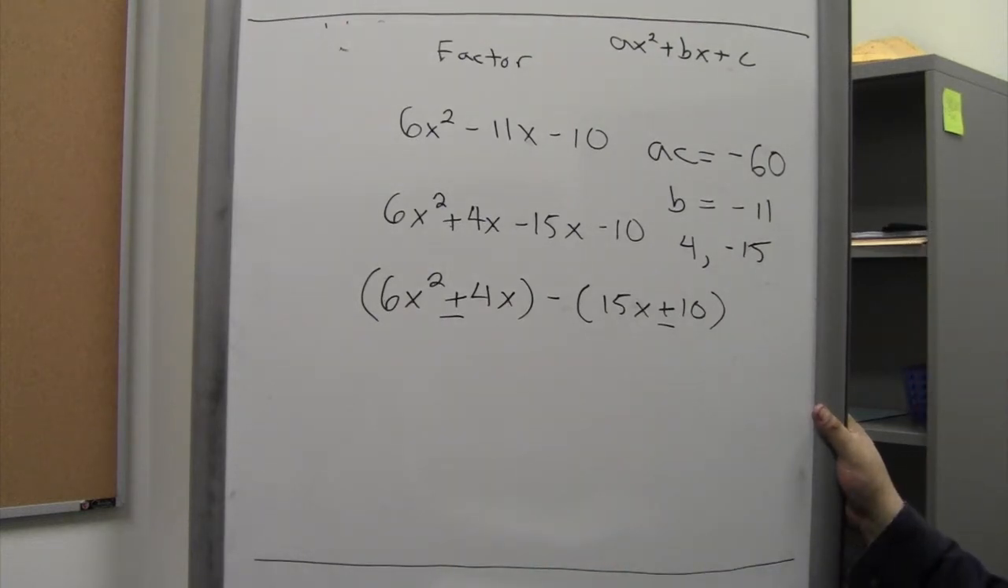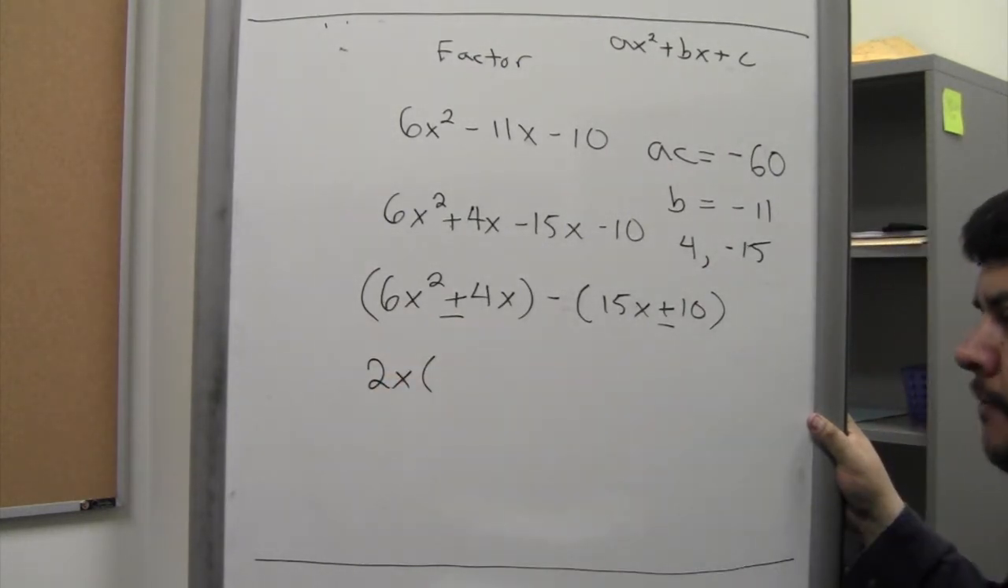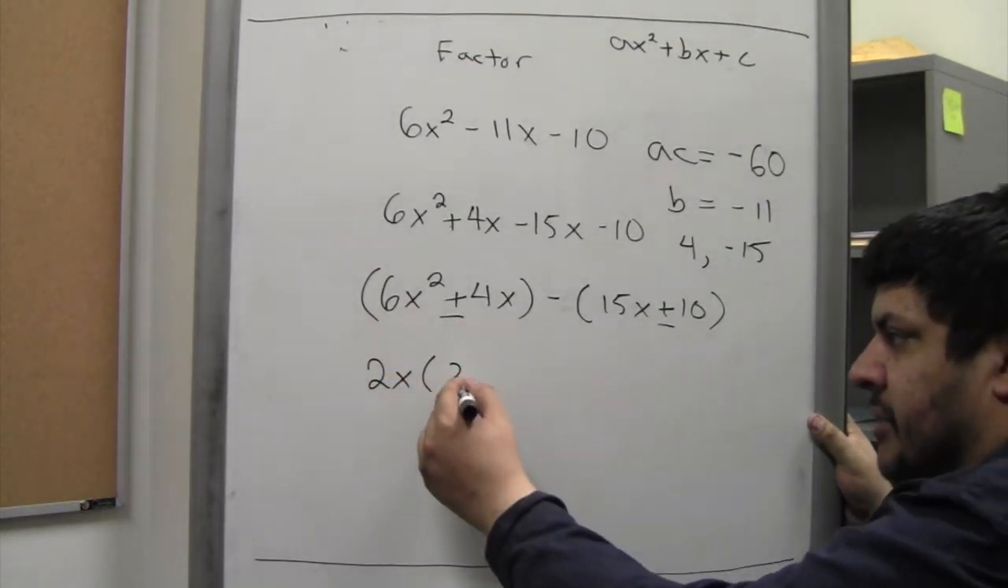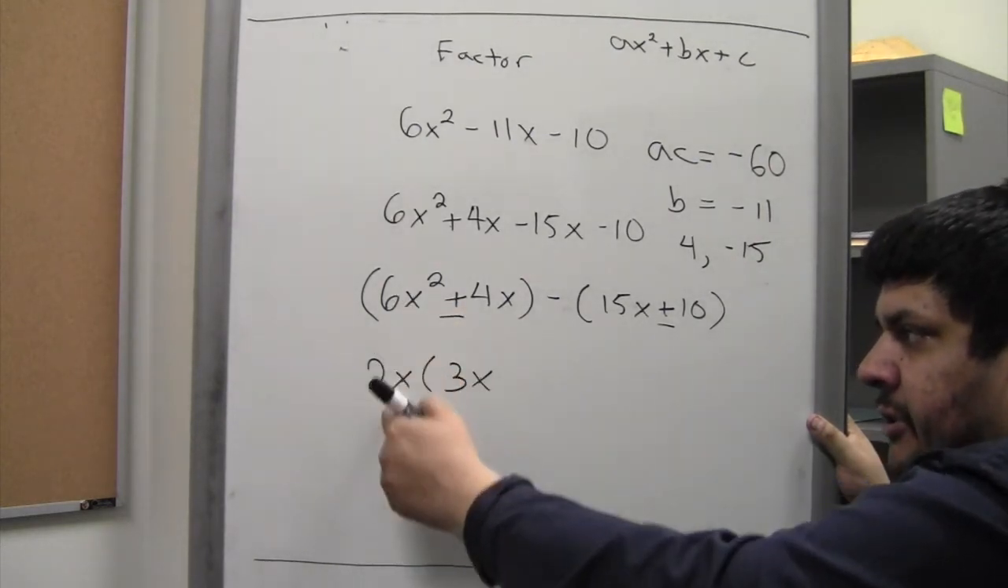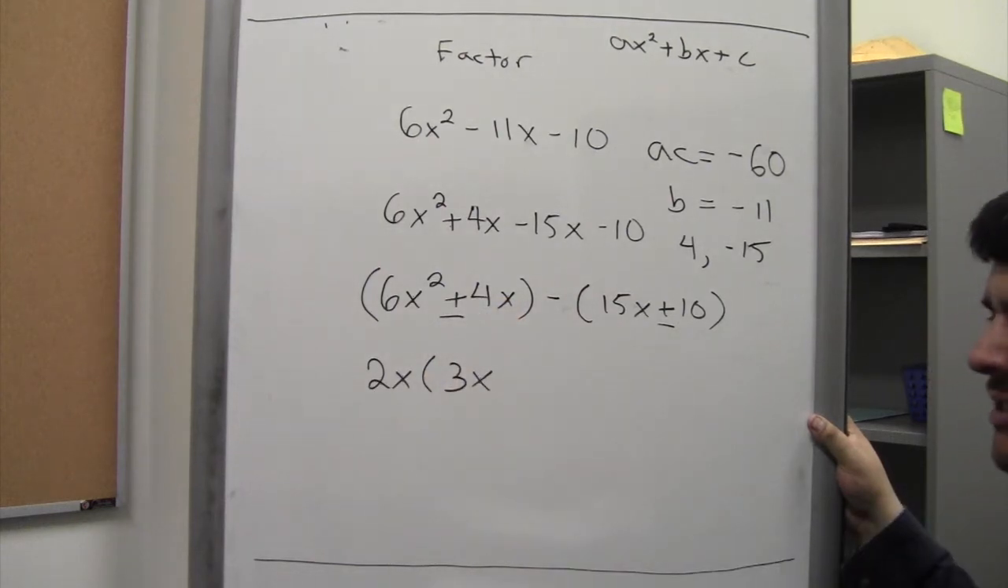So is there a common factor here? And the answer is yes, it's 2x. 2x is common between both of these terms. If I took a 2x out of here, I'd have a 3x left. Just divide these two and you'll see. And over here, 4x divided by 2x, the x divides out to 1. 4 divided by 2 is just 2.